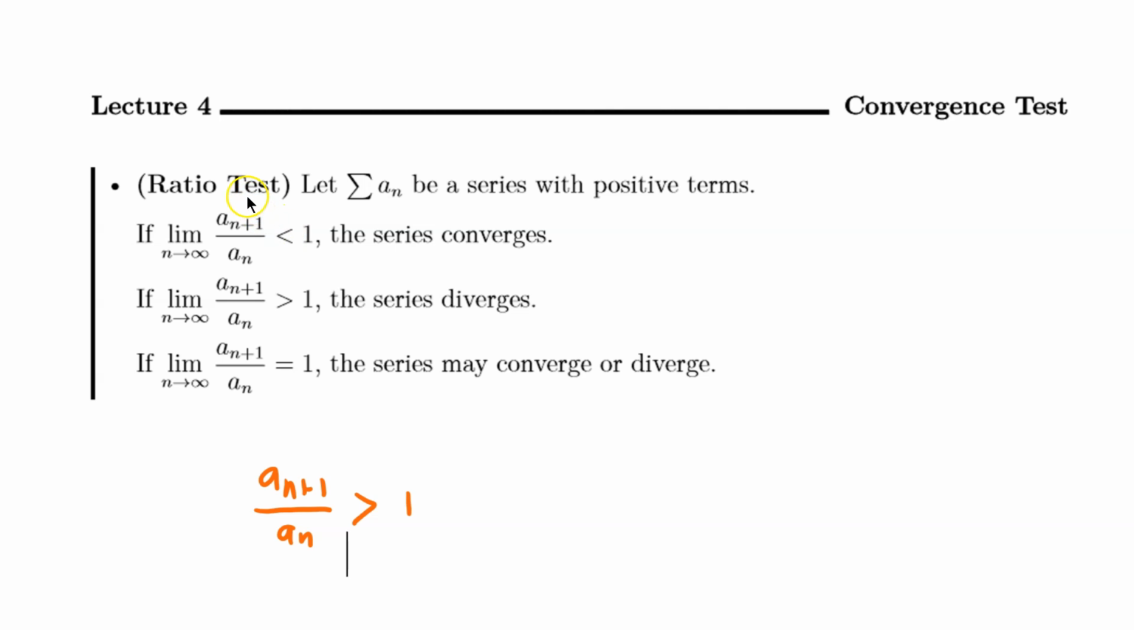So the ratio test states that if the limit of a_{n+1} over a_n is less than 1, then the series is going to converge. However, if it is bigger than 1, then the series is going to diverge. However, if it equals 1, then it is inconclusive. So I cannot say anything. The series may converge or may diverge.